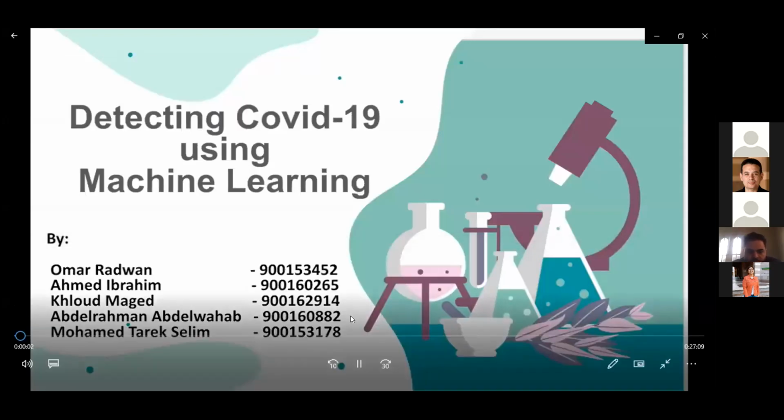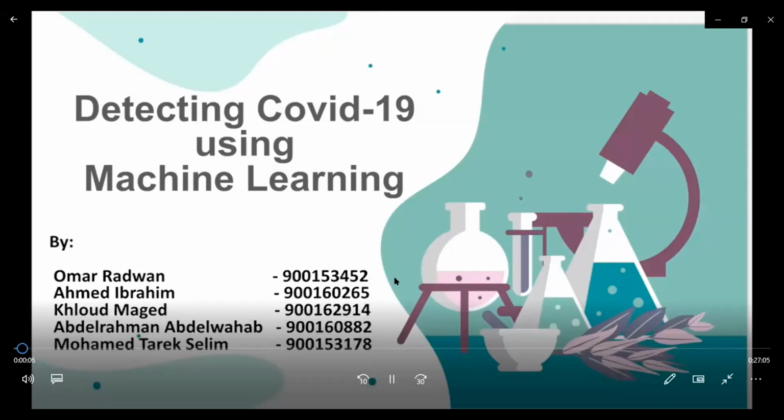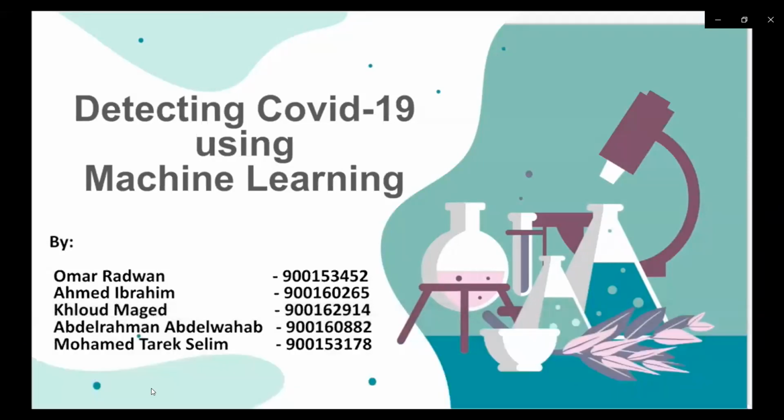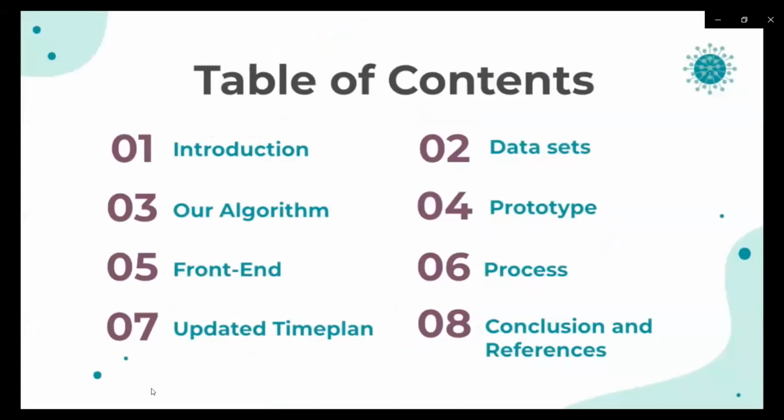Good evening. Today we will be presenting to you our second and final progress presentation of Thesis 1. We are Group 10, consisting of Omar Radwan, Khloud M Abdelrahman A Abdelwahab, Mohamed T Selim, and myself, Ahmed M Ibrahim. Starting with the table of contents, today we will go through the introduction, our chosen datasets, our implemented algorithm, the generated prototype, the front end of our application, how the process will take place, and what our updated time plan will look like. And finally, our conclusion and references.